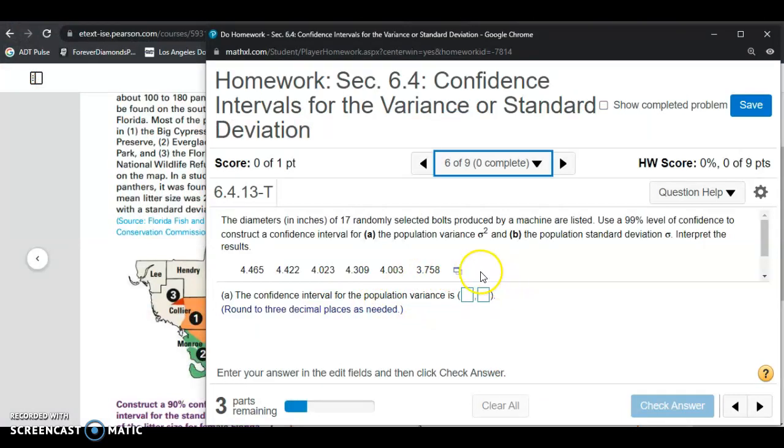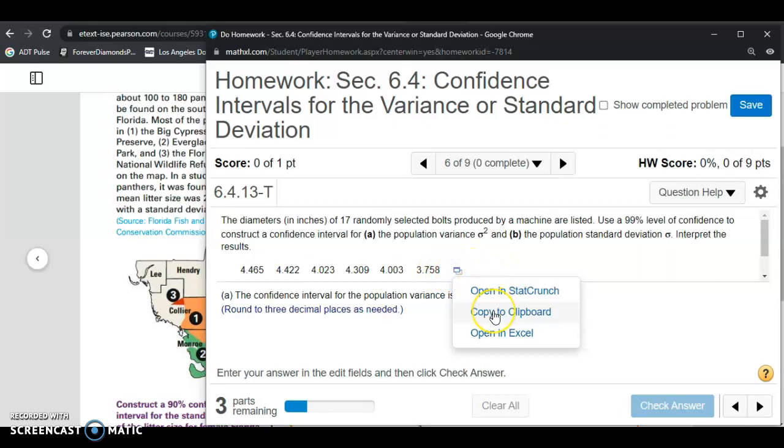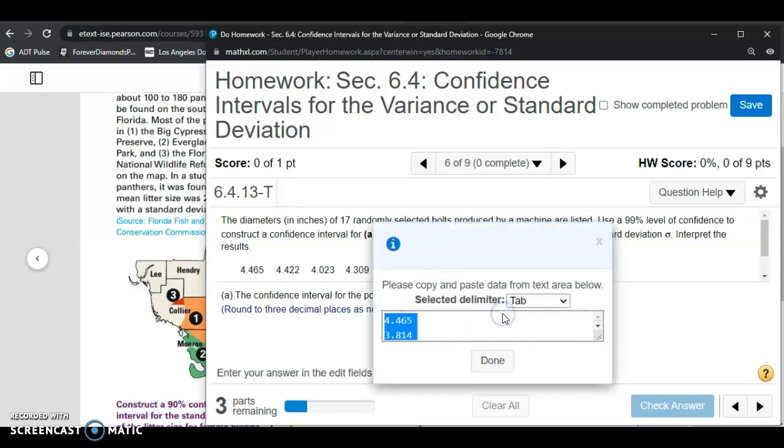that the population is normal. So let's go ahead and copy the data into StatCrunch. Or if you're doing the homework on your own, you can click open in StatCrunch and it'll open up the data in a new spreadsheet. So I'm going to click copy to clipboard, Control C or Command C.